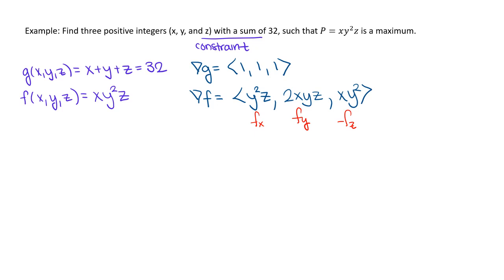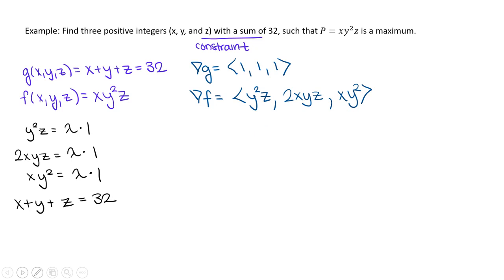So now when I set up my system of equations, I do have an extra unknown, but I'm also going to have an extra equation. If these gradients are parallel, then I take all 3 of the components in my system of equations. So my partial with respect to x, y squared z, equals lambda times partial g with respect to x. So y squared z equals lambda times 1. And then I'm going to go through and do that for the rest of these gradient vectors.